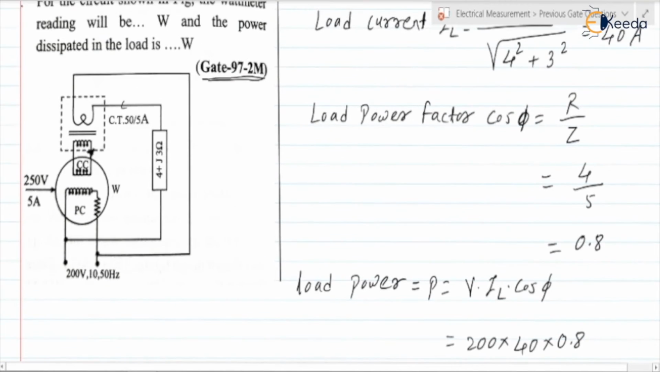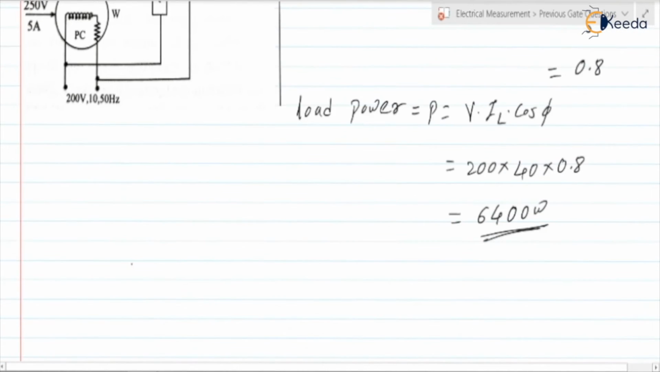Now as I said, for the wattmeter reading we need to find the current flowing through the current coil of the wattmeter. And that can be calculated from the current flowing through the primary winding of the current transformer, that is nothing but the load current. So load current is 40 ampere. So what about the current which is flowing at the secondary winding of the current transformer? That we need to find.